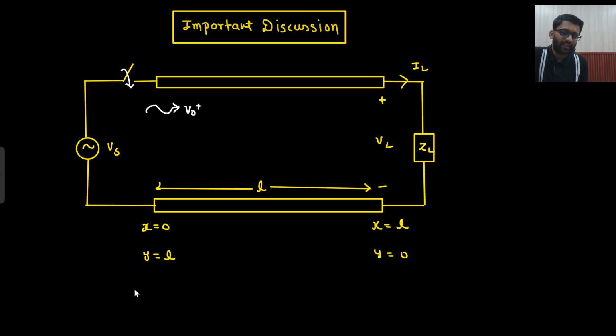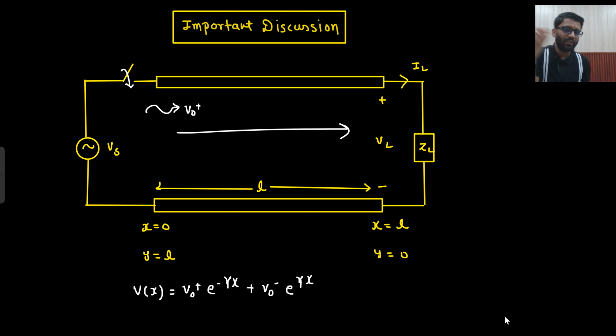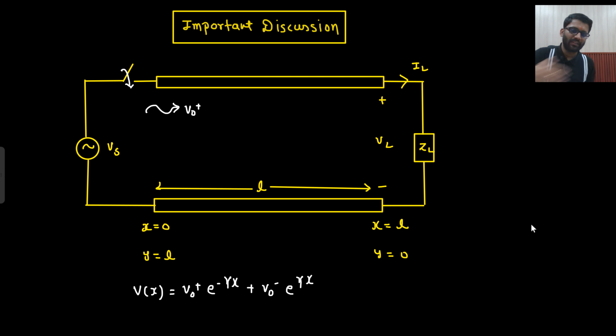If V0 plus is generated, then how will I write my Vx? V0 plus is generated, then it will travel down with respect to x. It is going into positive x direction. So V0 plus e to the power minus gamma x, and then some reflected wave would be coming, that would be plus gamma x. Are you getting this point? V0 plus is walking down in the positive x direction, and this direction would be your plus y.